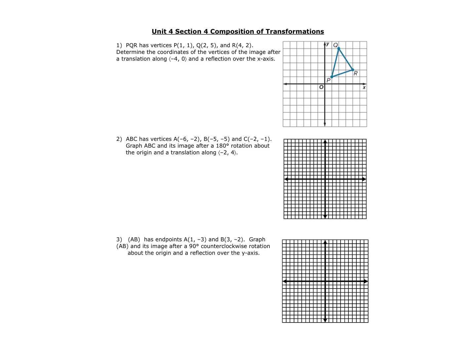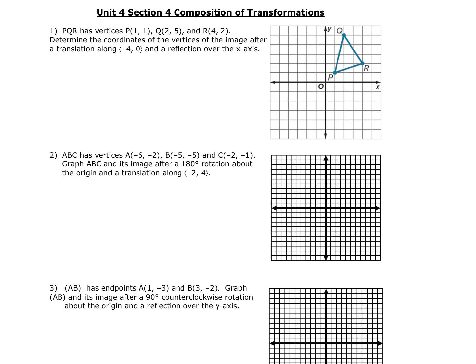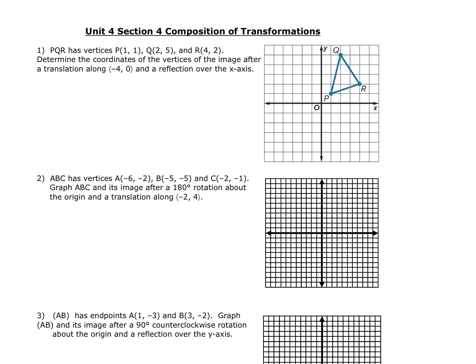Okay, so if you look at number 1 here, it tells us that PQR has vertices at (1, 1), (2, 5), and (4, 2). So we are going to determine the coordinates of the vertices of the image after a translation along a vector of (-4, 0) and a reflection over the x-axis. So when we think about a translation along (-4, 0), that means we are going to be sliding this figure 4 units to the left.